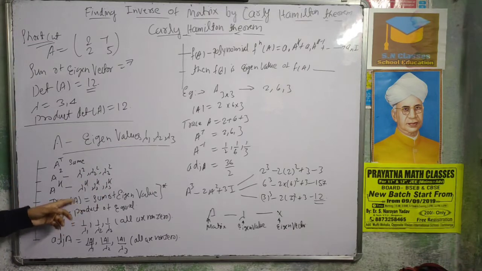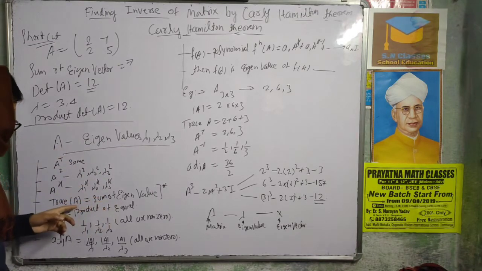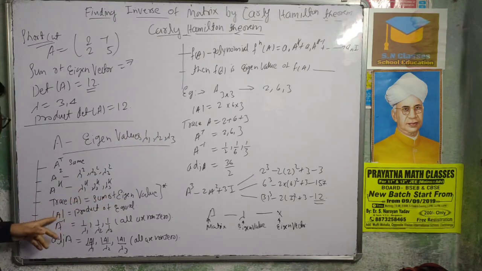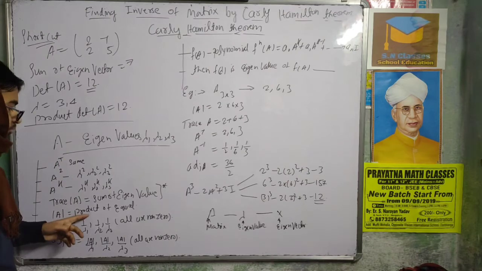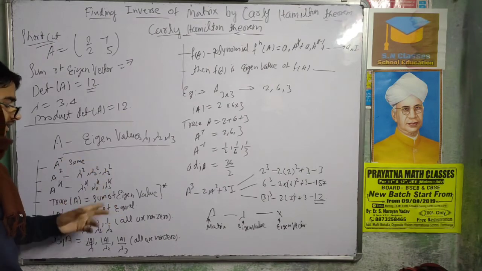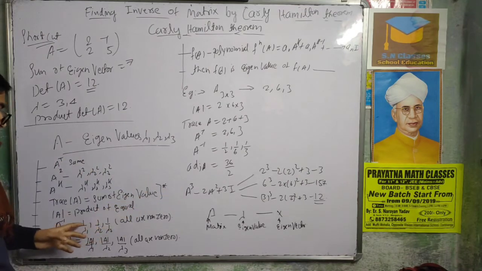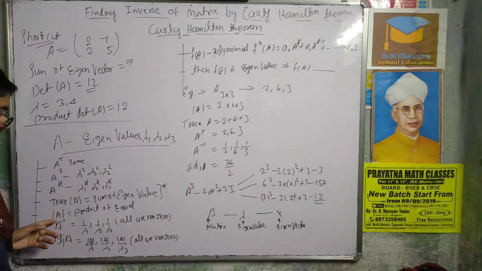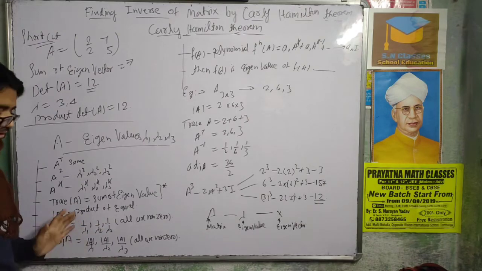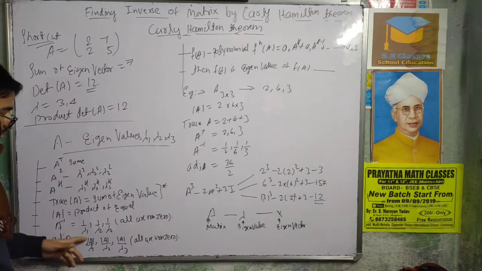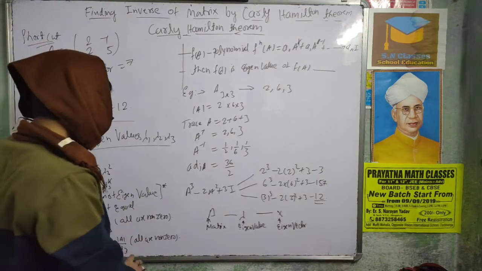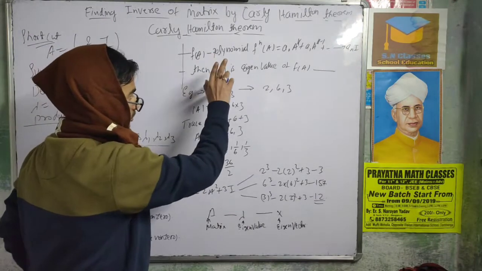The trace of A equals the sum of the eigenvalues, lambda 1, lambda 2, lambda 3. That is very important. The determinant of A equals the product of the eigenvalues. We'll look at an example also. The inverse of A has eigenvalues 1 by lambda 1, 1 by lambda 2, 1 by lambda 3. Whatever property is satisfied with A, the same property will be satisfied with lambda also. The adjoint of A has eigenvalues determinant A by lambda 1, determinant A by lambda 2, determinant A by lambda 3. That is this property. Two remaining properties are also there.